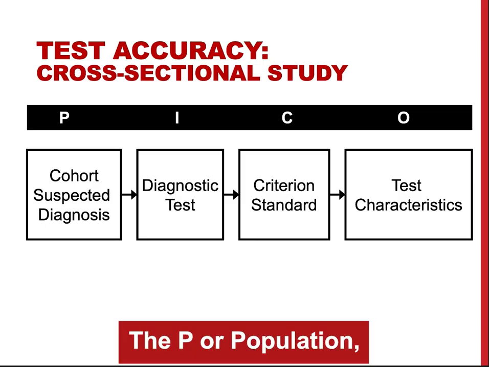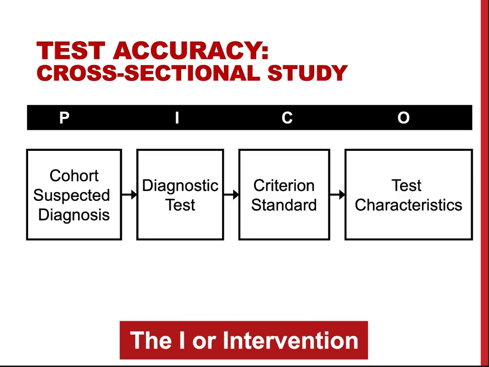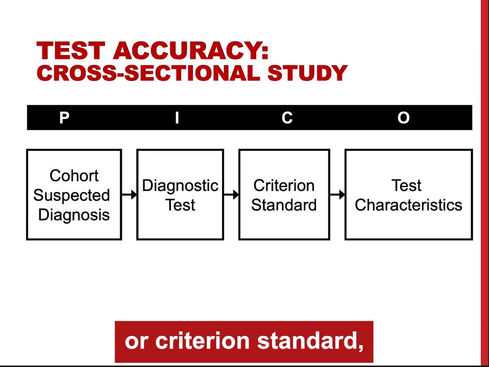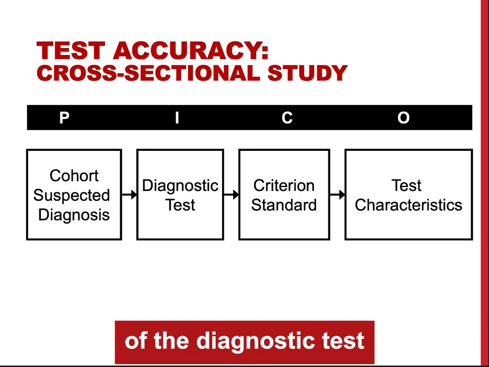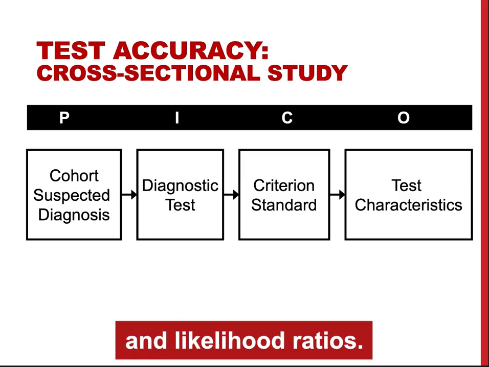The P, or population, is a cohort of patients with a suspected diagnosis. The I, or intervention, is the diagnostic test. The C, or control, may be called the gold, reference, or criterion standard, and the O, for outcome, is the test characteristics of the diagnostic test, including sensitivity, specificity, predictive values, and likelihood ratios.